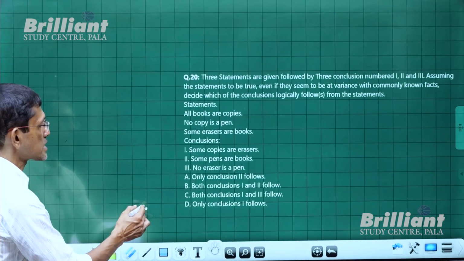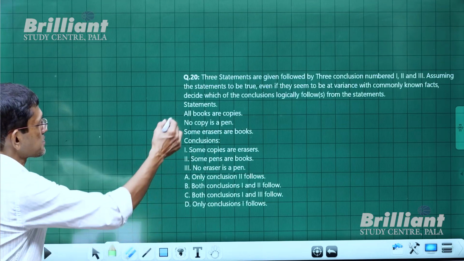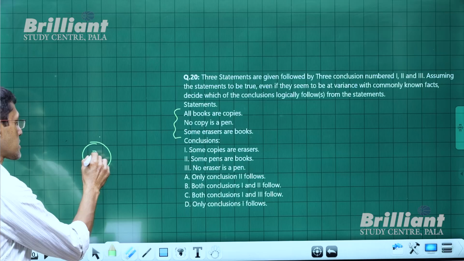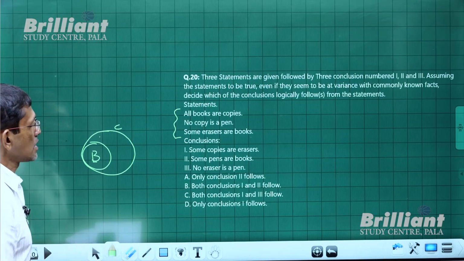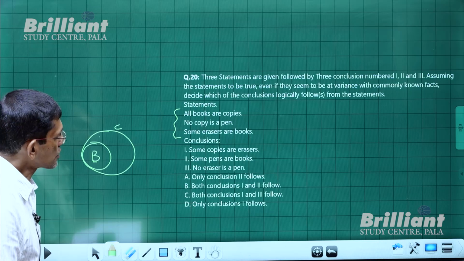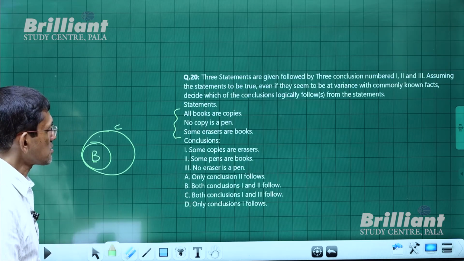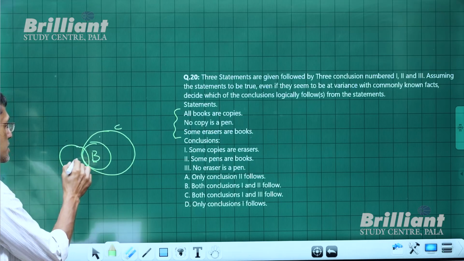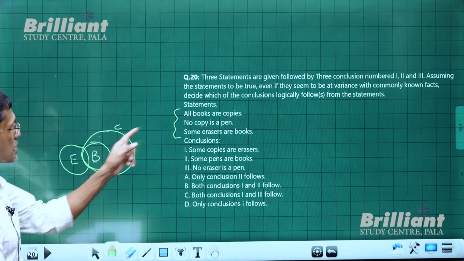Let's draw the basic diagram using the statements. All books are copies. And no copy is a pen. That's a no statement, so we will draw the diagram for the no statement at the end. Before that, we go for the third statement. Some erasers are books. So here we have books, and we have erasers as well. Some erasers are books and all books are copies.